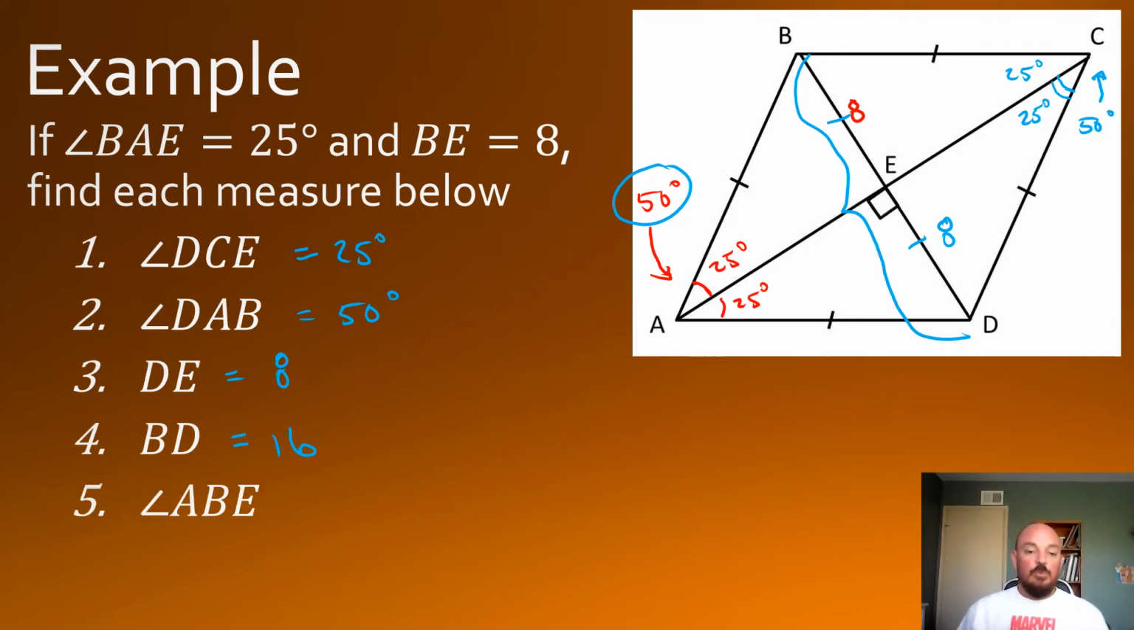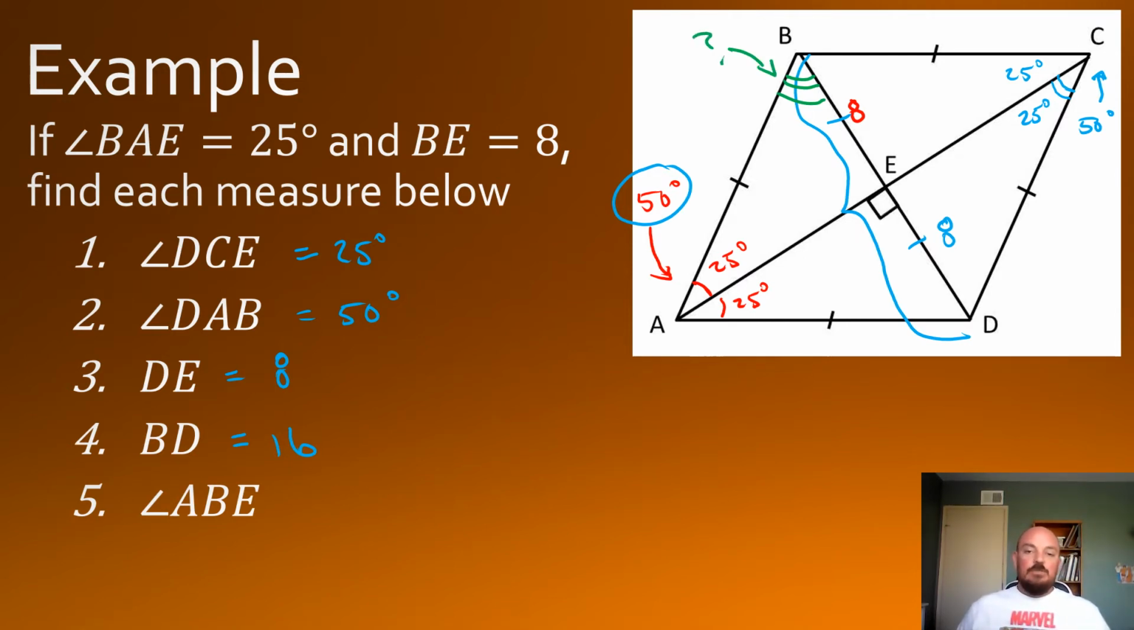Oh, you know what? There was one more in here. Angle ABE. Let's do that one. So angle ABE, I'll switch colors again, is this one right here. Mark it in green. This is my last one that I'm trying to find.